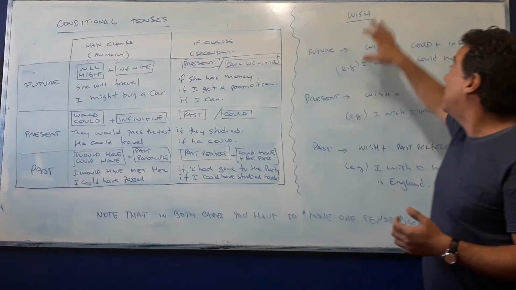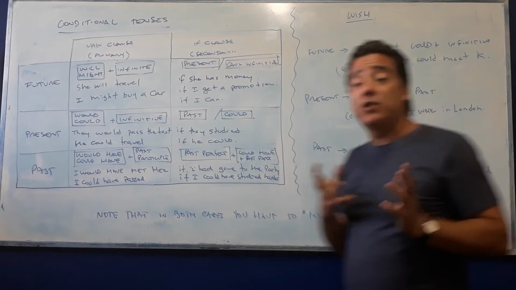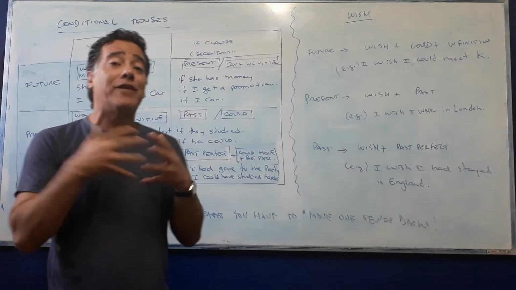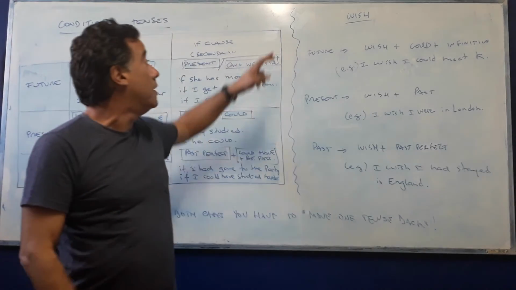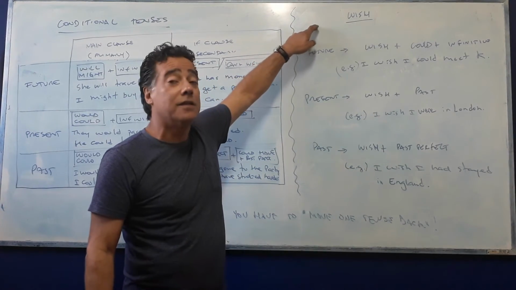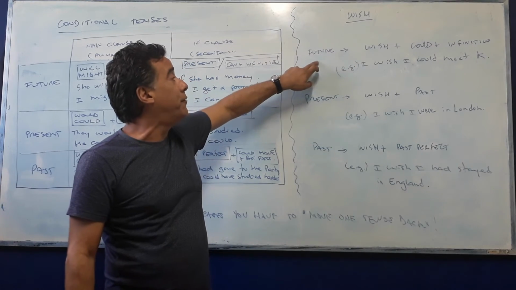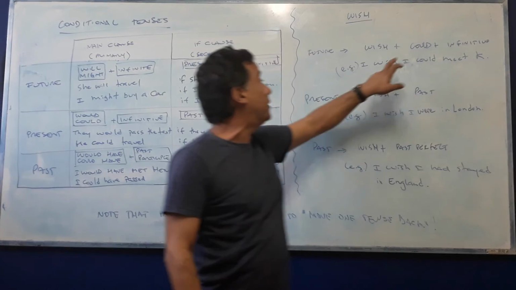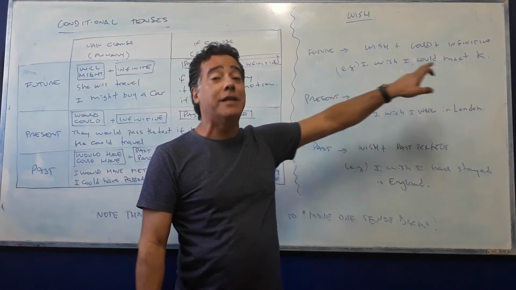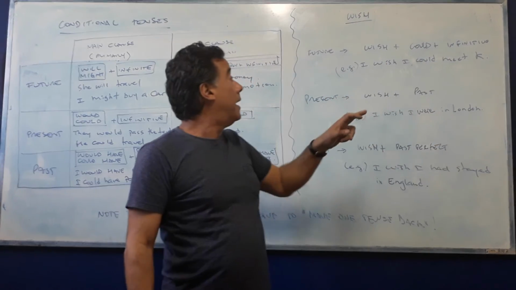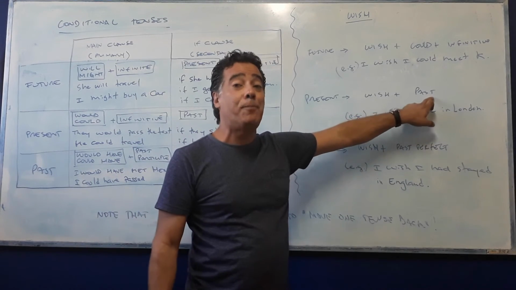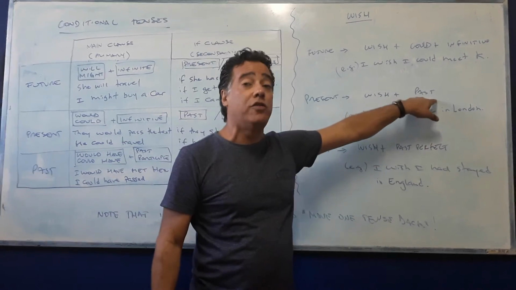Okay? Note that when we talk about wish, wish expresses a very strong desire. We do not have a perfect match for wish in Portuguese. But basically, yes, when you're talking about the future, you're going to use wish plus could plus the infinitive. So, I wish I could meet Khaleesi. Yes? In the present, I'm going to use the wish with the past. It is present, but I'm going to use the past.